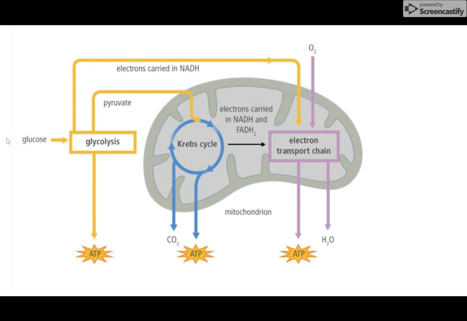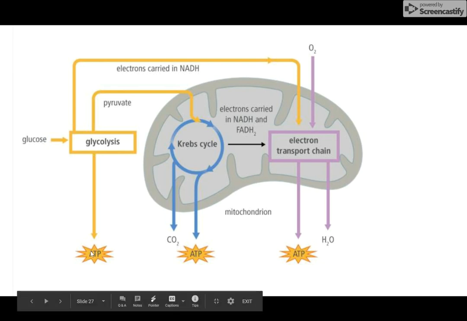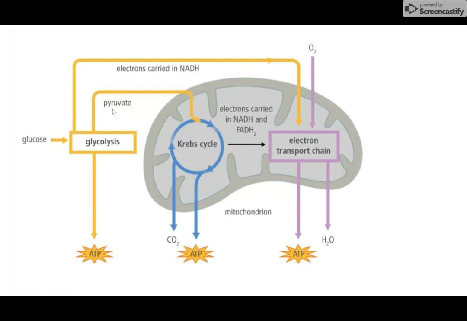So here's what's going to happen. The cell is going to absorb glucose. It's going to bring glucose inside through the cell membrane into the cytoplasm. In the cytoplasm, we're going to do a quick chemical reaction called glycolysis. The glycolysis reaction will produce a little bit of ATP, but really what we want to get out of glycolysis is what we call pyruvate. And we're also going to get some electrons that are going to be carried in the form of NADH.